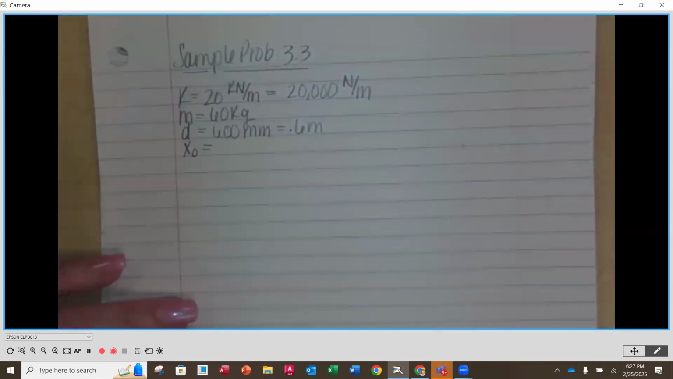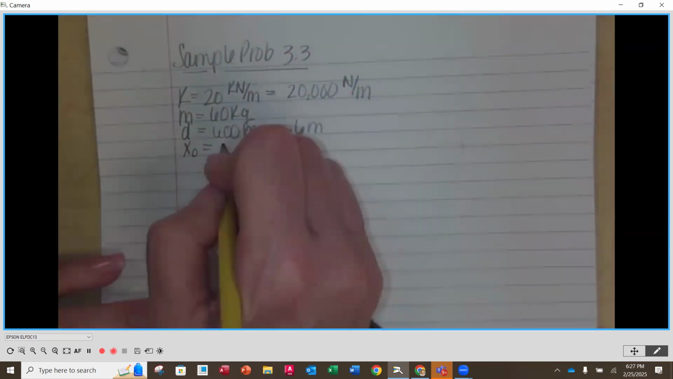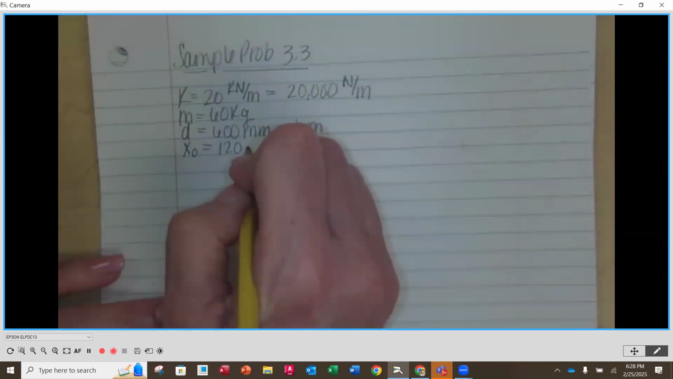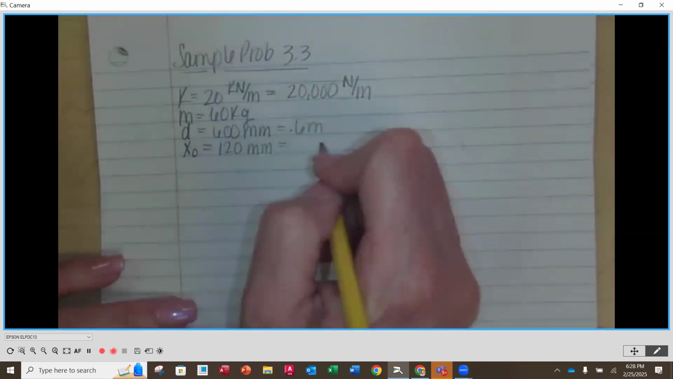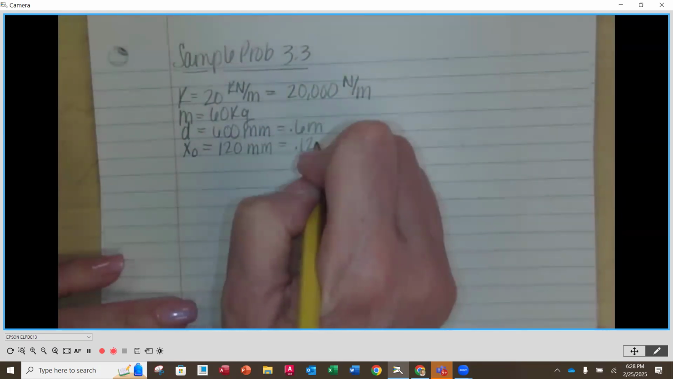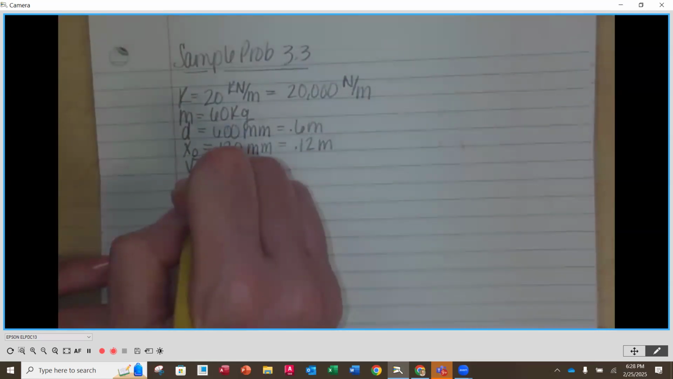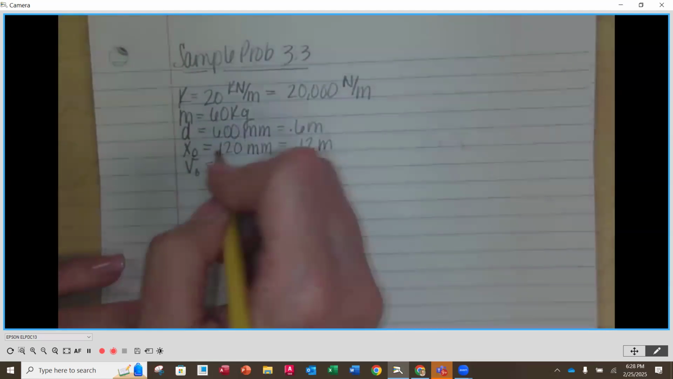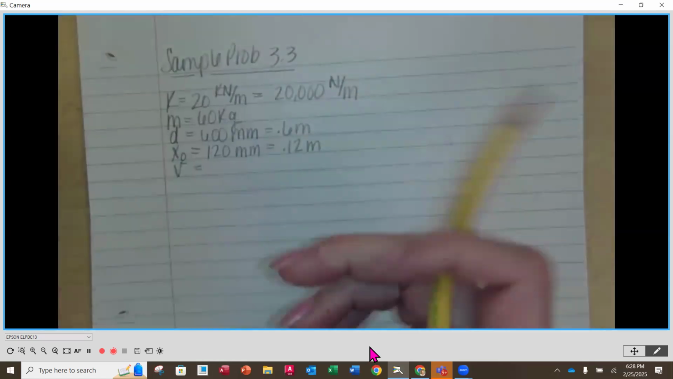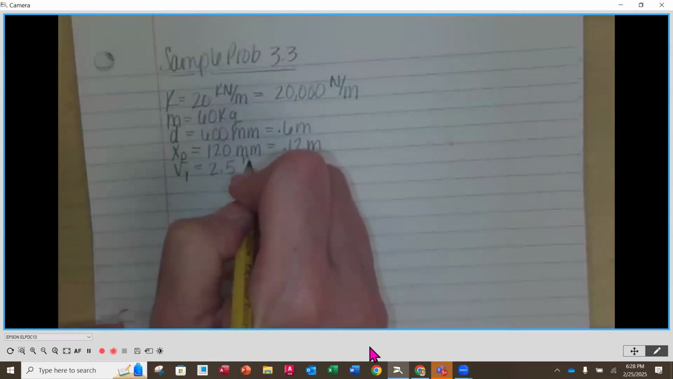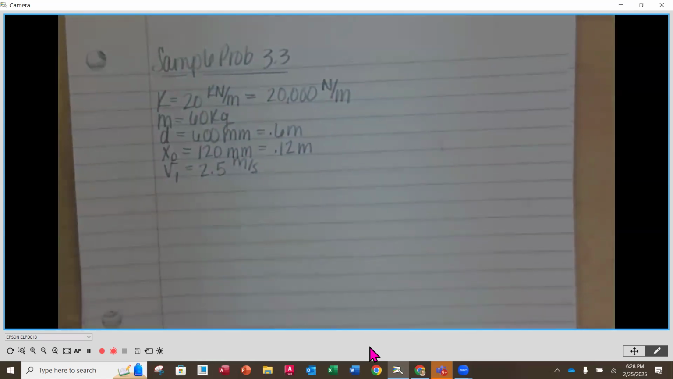I also know that the original compressed length of that spring was 120 millimeters. That's going to be 0.12 meters. I also know that my original velocity, I'm going to say velocity one because we're calling that position one, is 2.5 meters per second, which are the appropriate units.